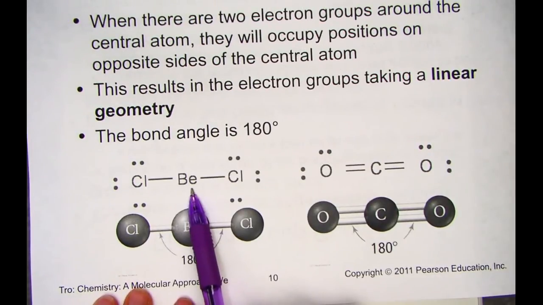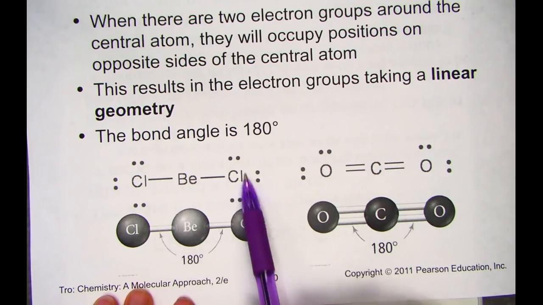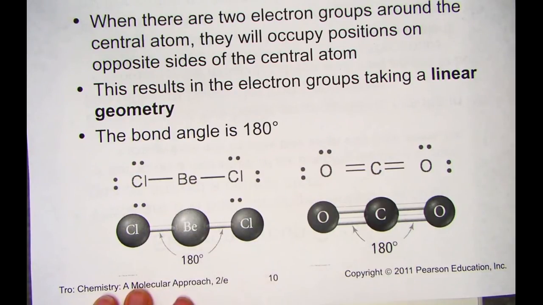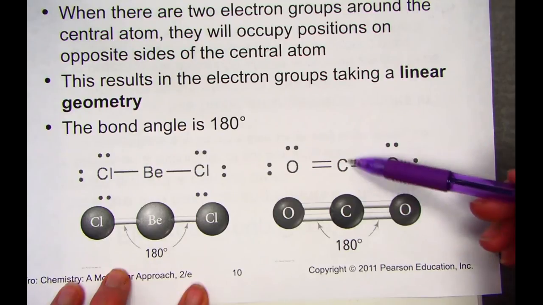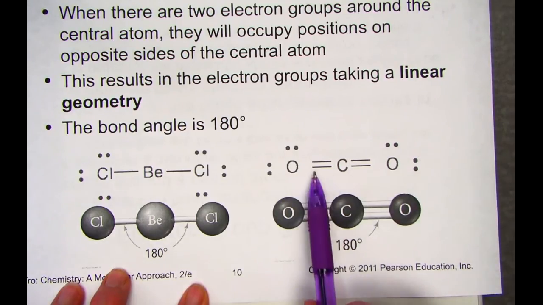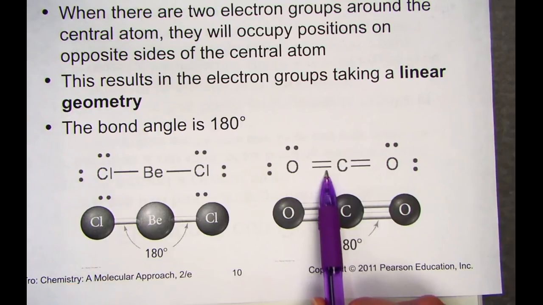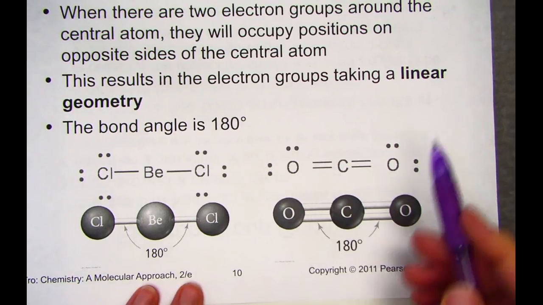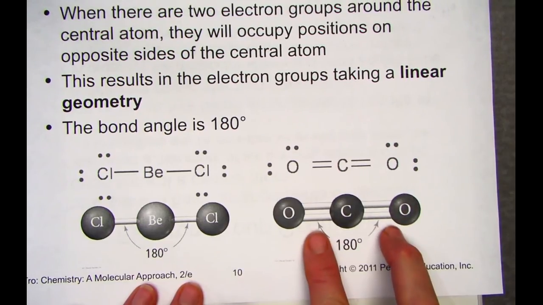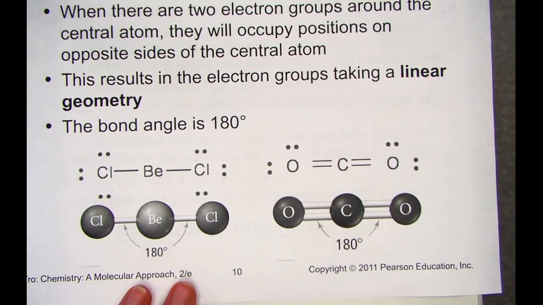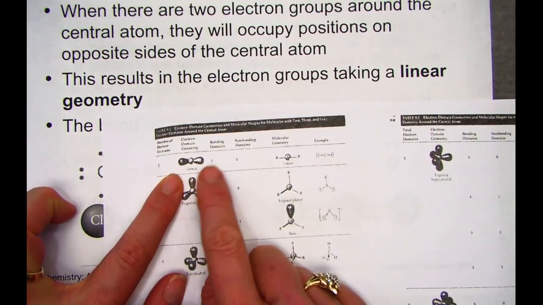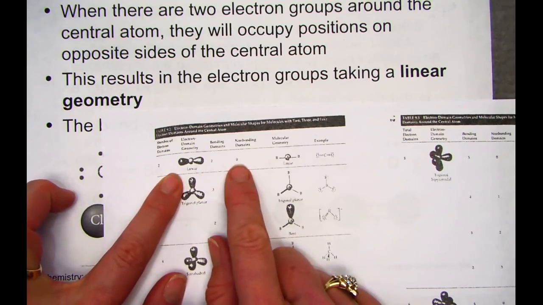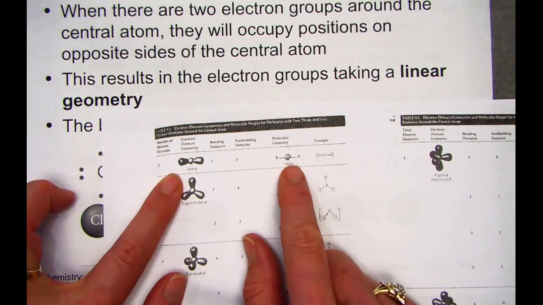One example would be beryllium dichloride, with a central atom of beryllium and two electron domains, each of those being chlorine. Here's a second example of a linear geometry. Notice here carbon is the central atom, and even though these are double bonds, they still count as one electron domain. There are two electron domains, and both are bonded. So looking at our chart, you can clearly see the only way to create a linear molecule: two domains, all bonded, zero non-bonding, it's got to be linear.